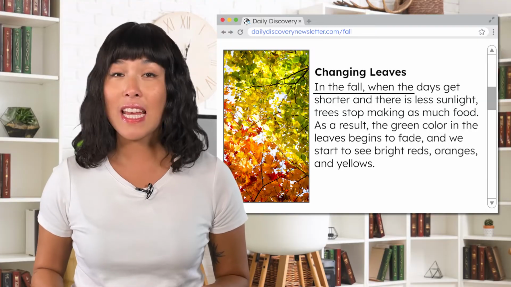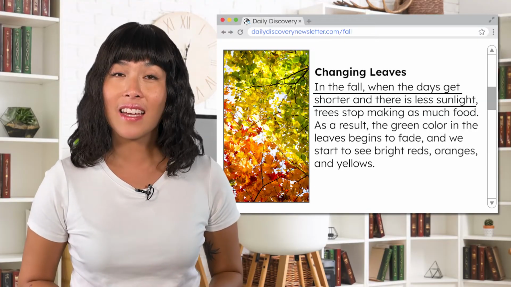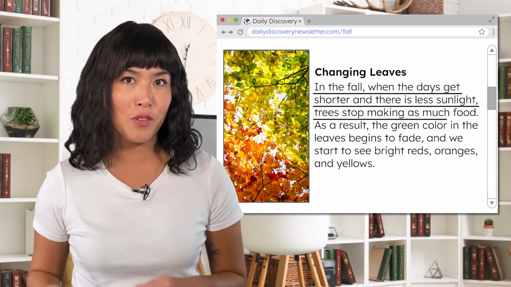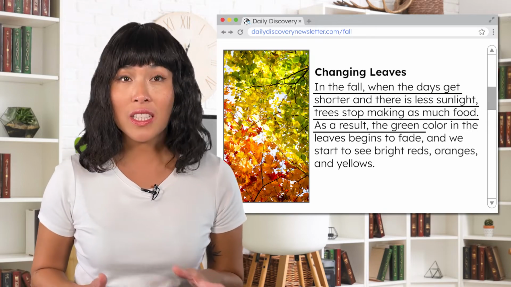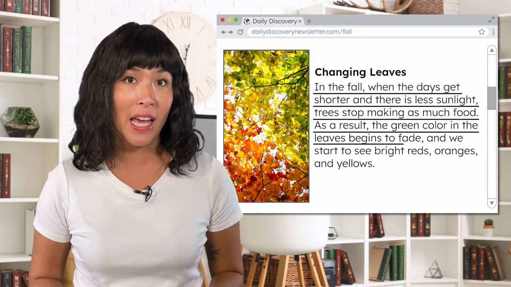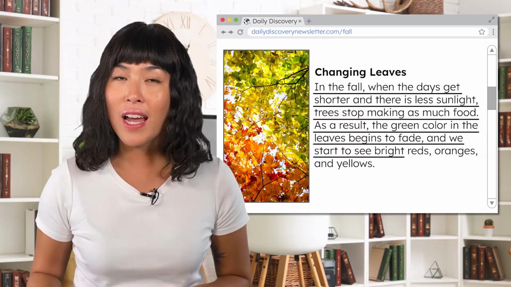In the fall, when the days get shorter and there is less sunlight, trees stop making as much food. As a result, the green color in the leaves begins to fade, and we start to see bright reds, oranges, and yellows.